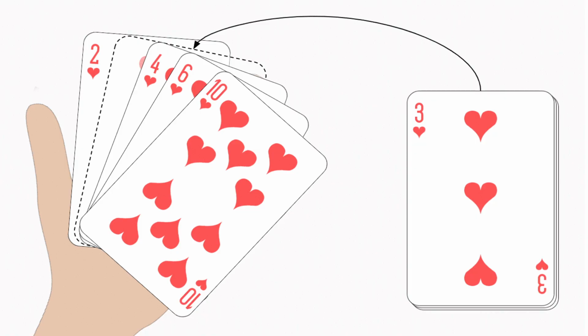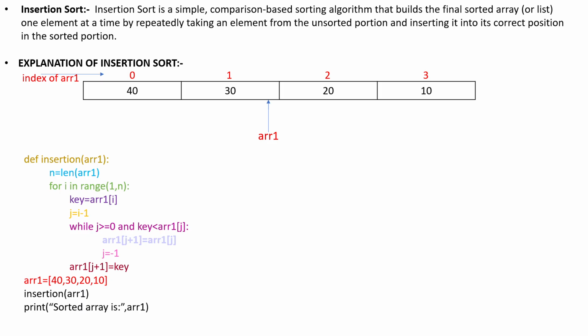So we will obviously insert that card after the 2. This is known as insertion sort. It means we are inserting the cards in an arranging order, in an ascending order. That is known as insertion sort. Now we will come to the Python code.